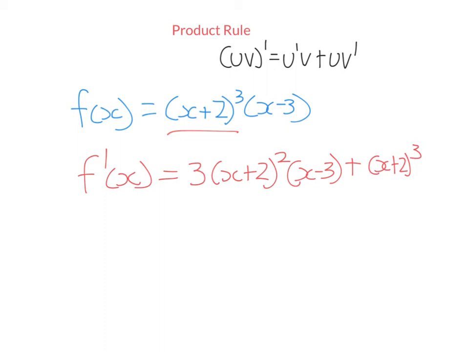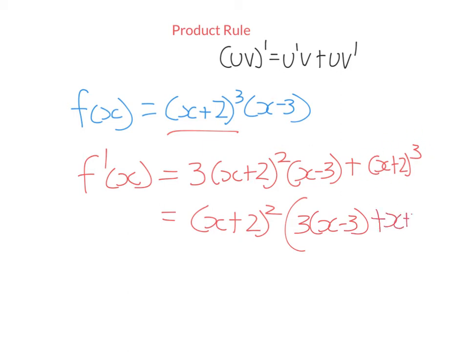So sometimes you will need to factorize this. We have this term here and this term here. They both have a common factor of x plus 2 squared. So we take that out the front. So what do I need to multiply by this to get to this? Well, I need to multiply by a 3 and an x minus 3. What do I need to multiply by this to get this here? Well, I need to multiply by another x plus 2.